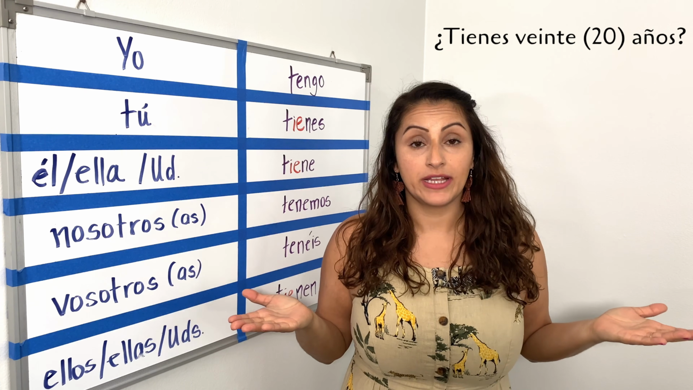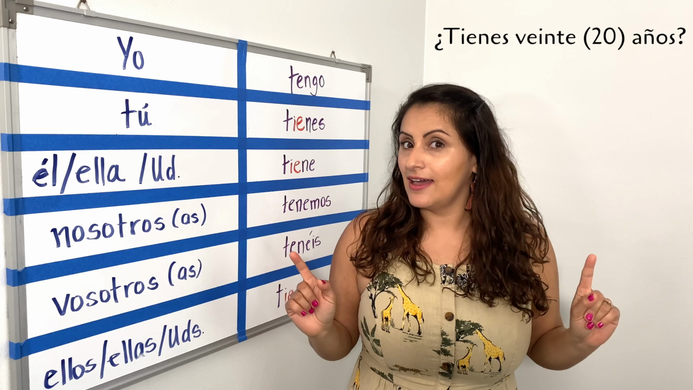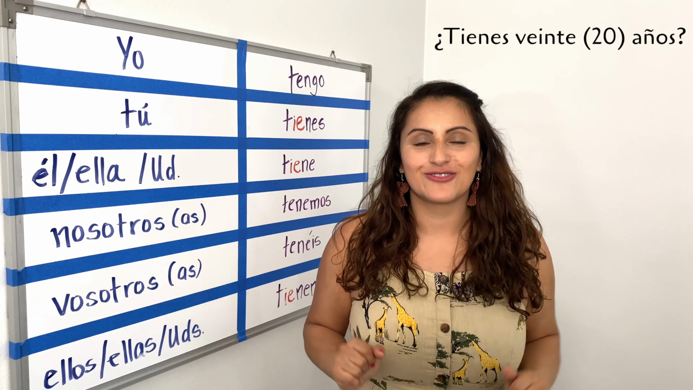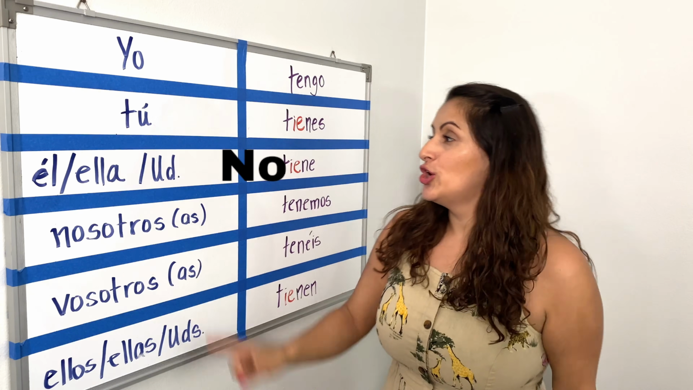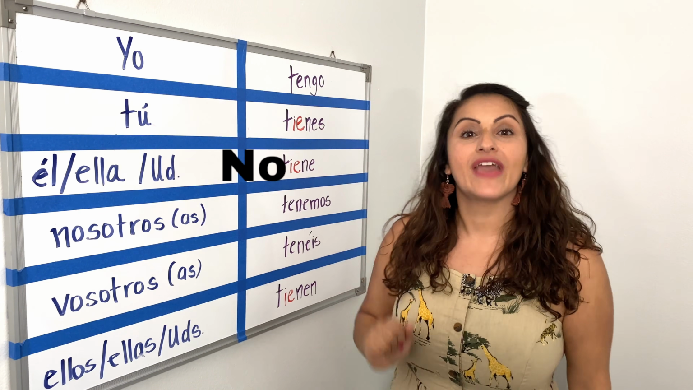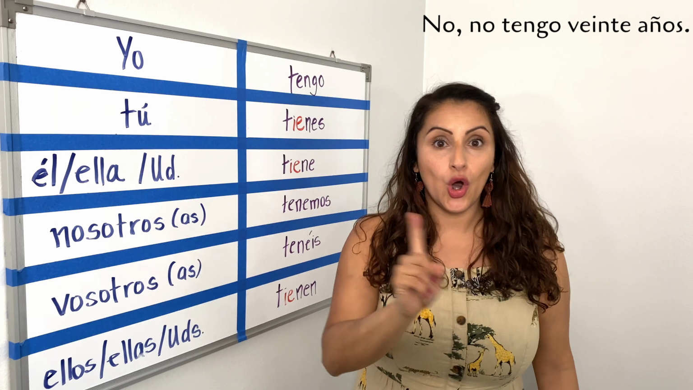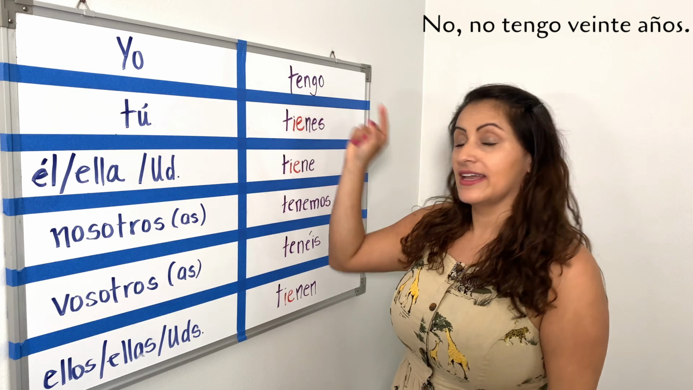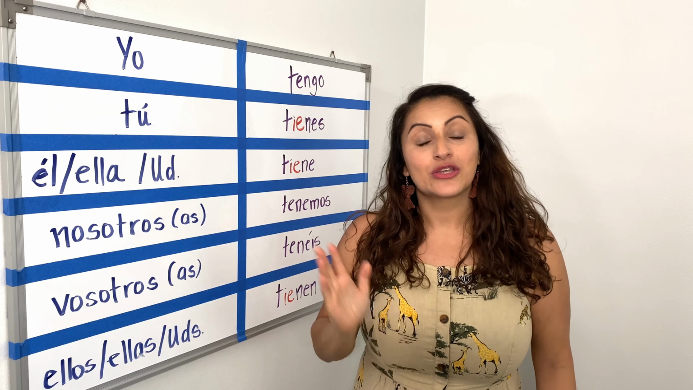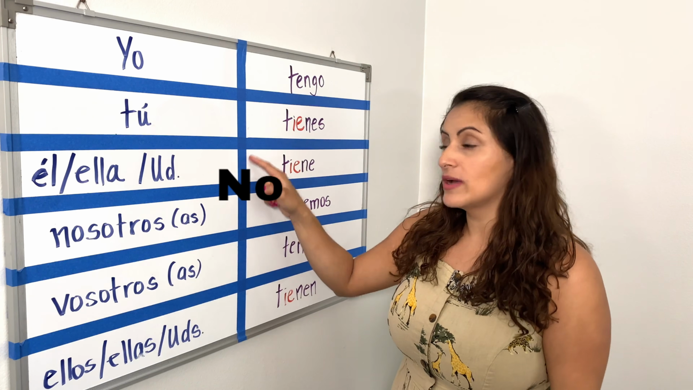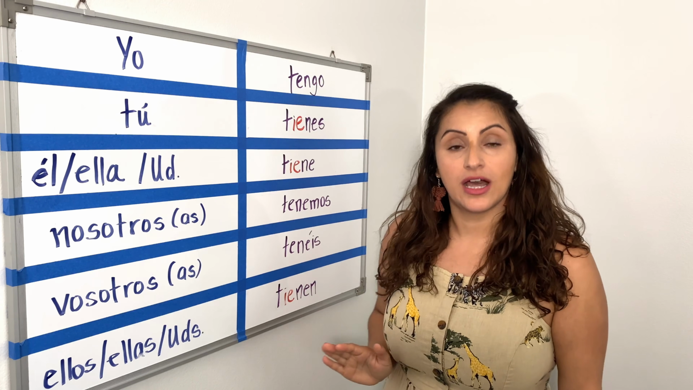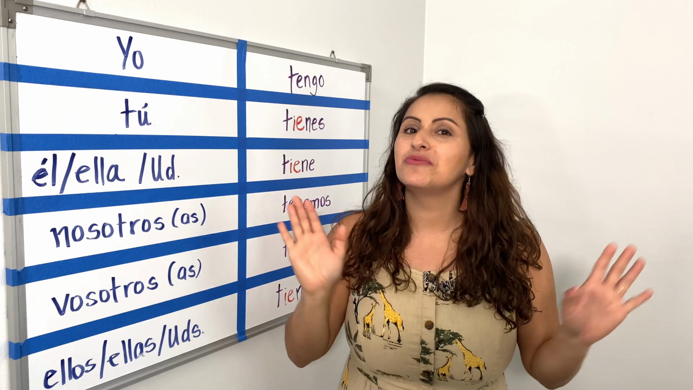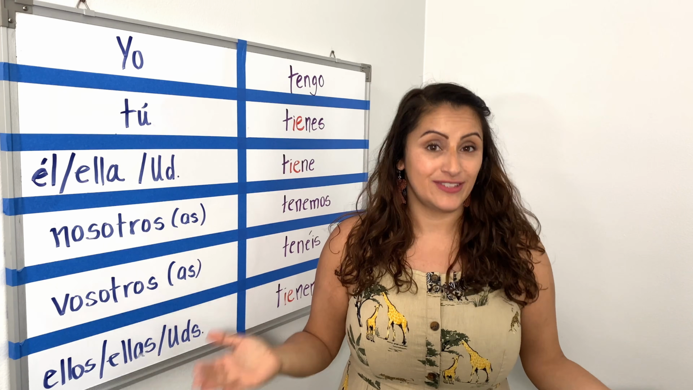Another example would be, ¿Tienes 20 años? Do you have 20 years of age? And I wish, but I don't. So I would say, no tengo 20 años. So again, remember, the no always goes in front of your conjugation of the verb, and you will be good to say you don't have something.